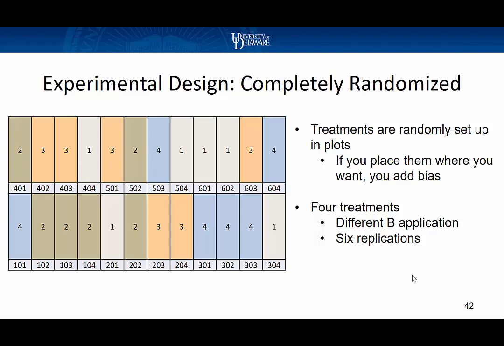There are two types of experimental design that I'll talk about that you might also see in our publications. One is the completely randomized, and the other is going to be the randomized block. Here's some treatments we actually set up at Carville. It's 4 different treatments, different boron applications with 6 replications.